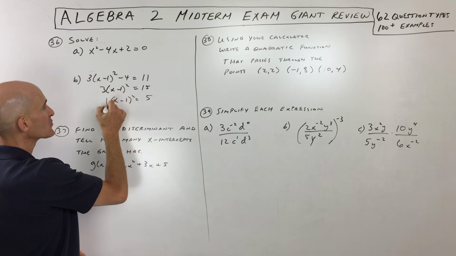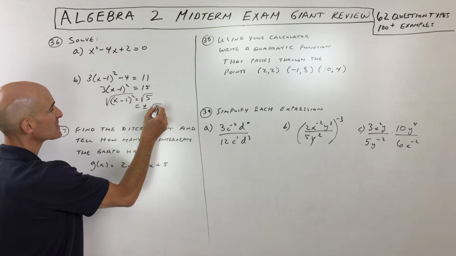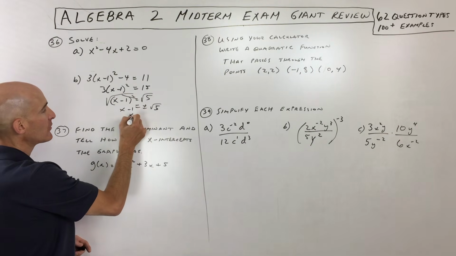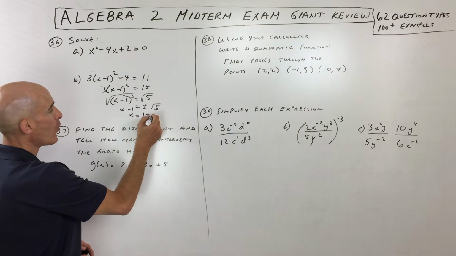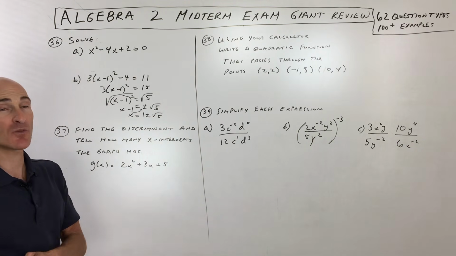And then I'm going to do the opposite of squaring, which is take the square root of both sides. But remember, when you do that, you get two answers, plus or minus square root of 5. The square and the square root cancel each other out. And then if I add the 1, I get x equals 1 plus or minus square root of 5. And you want to add that 1 in front of the plus or minus.